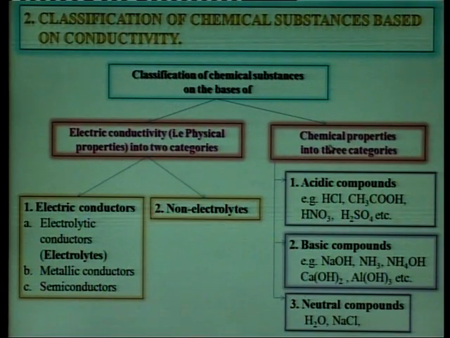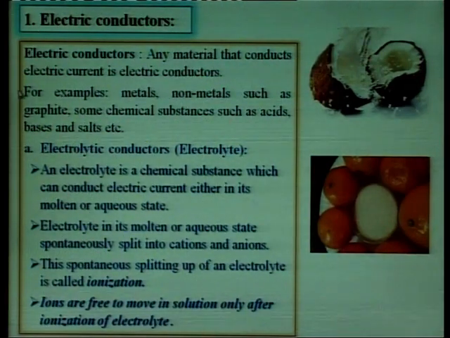So, on the basis of chemical properties, as you know, chemical compounds can be classified into acids, bases, neutral compounds, etc. We focus our attention only on the classification of elements based on electric conductivity. An electric conductor is any material that conducts electric current. It may be a metal or a non-metal. For example, graphite is a non-metal, though it conducts electric current.